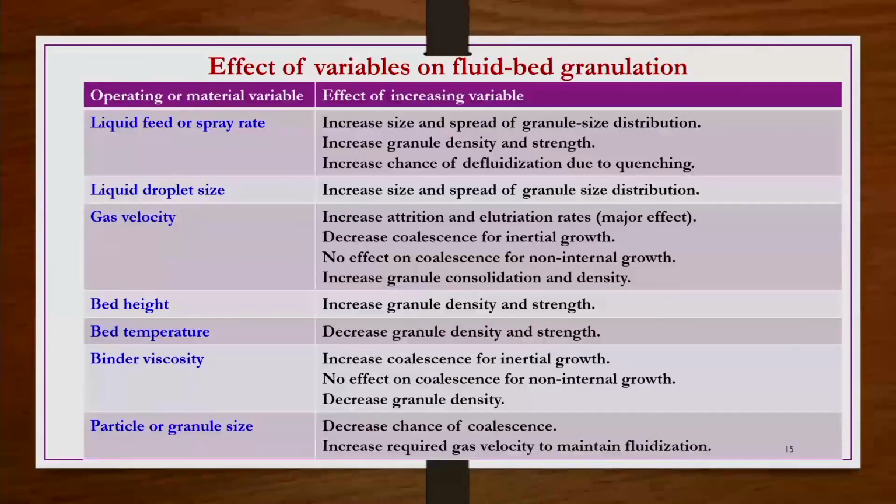Let us say all these variables are in the left column, each increasing. In this table, these are shown in increasing order. In the left column, whatever the operating variables or material variables are, if you increase them, the effect you see is shown in the right column of the table.